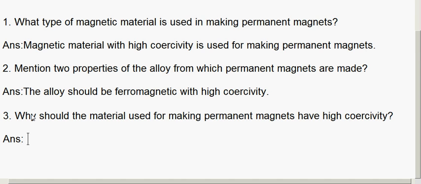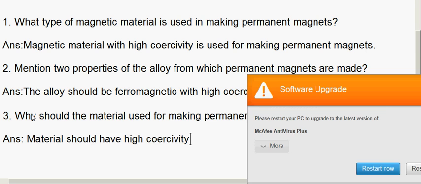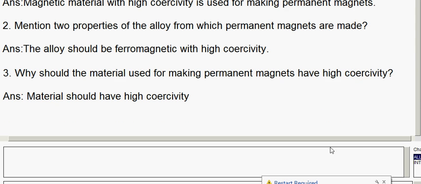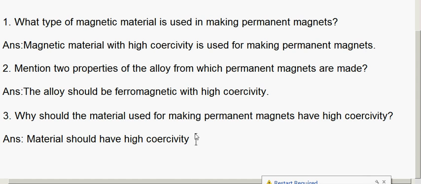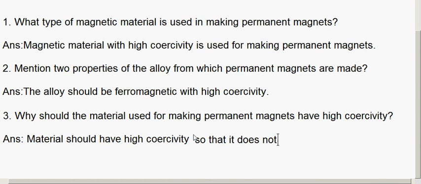So the answer is that the material should have high coercivity so that it does not easily lose its magnetization.